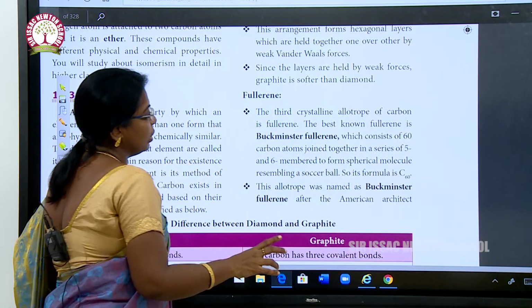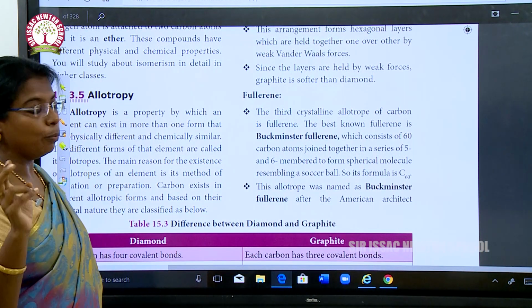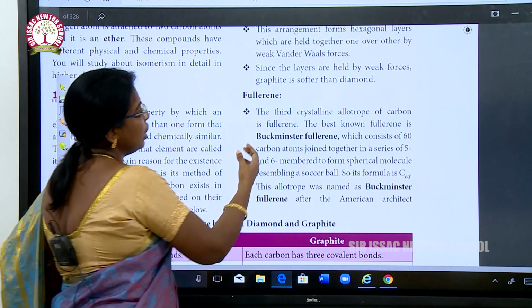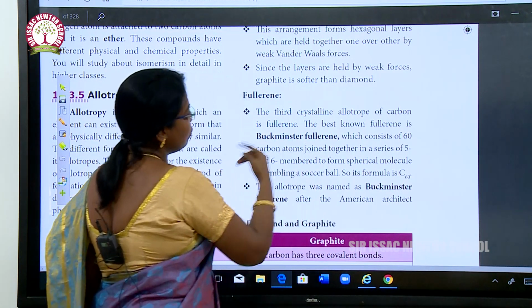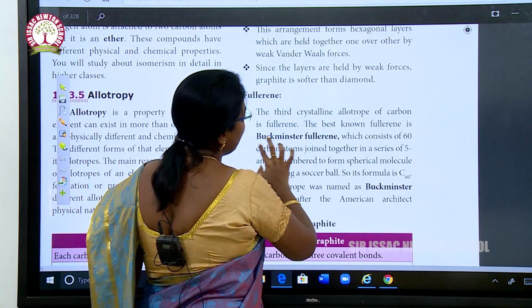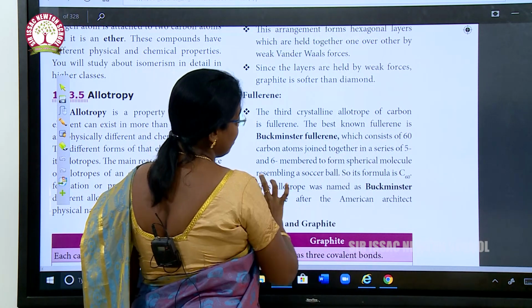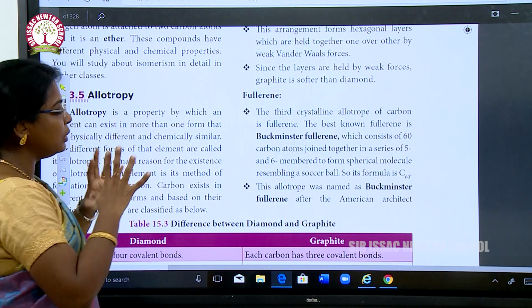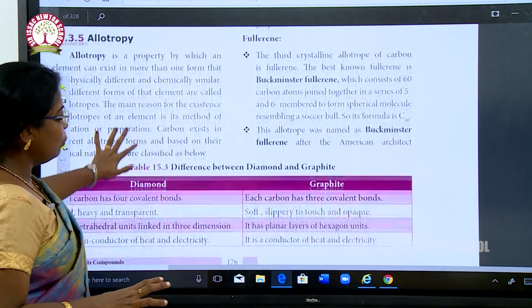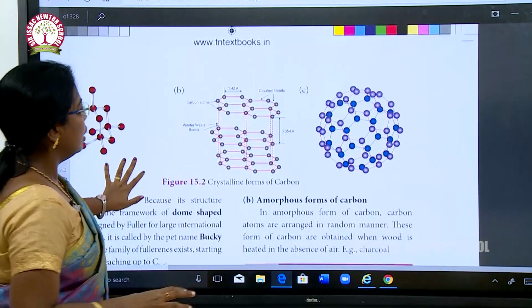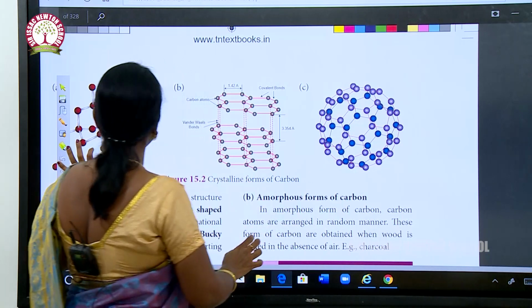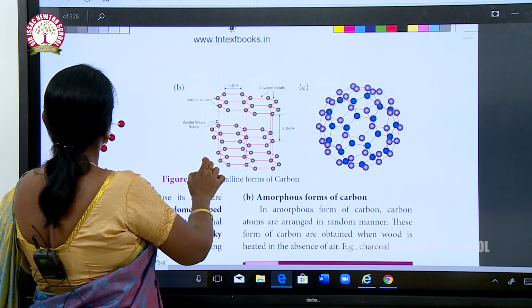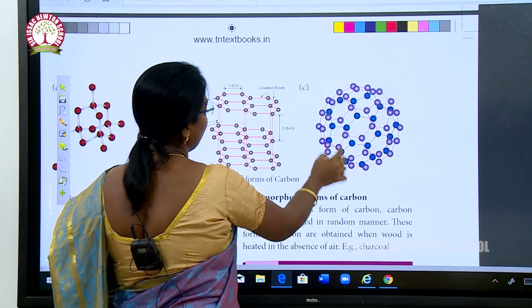One more thing is fullerene. Another allotrope of carbon has been discovered. The third crystalline allotrope of carbon is fullerene. The best known fullerene is Buckminsterfullerene. It consists of 60 carbon atoms joined together as a series of 5 and 6 membered rings to form a spherical molecule. If you see the structures of diamond, graphite and fullerene, you can have an idea.